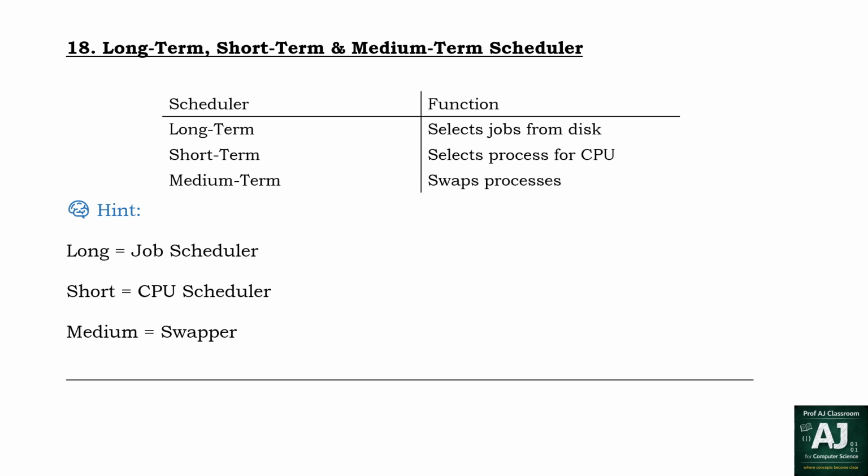Next, long-term, short-term, middle-term scheduler. Long-term function is to select jobs from disk. Short-term function is to select a process for CPU, and then the function of medium-term is to swap processes. That is, long equals job scheduler, short equals CPU scheduler, medium equals swapper.